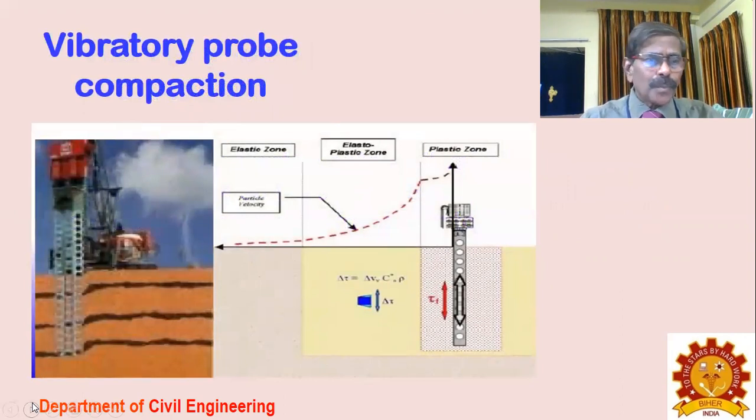So this is a vibrator probe. You just insert this into the ground, then you fill it up with compact material. So that's how vibratory probe compaction is achieved to improve soil stabilization.